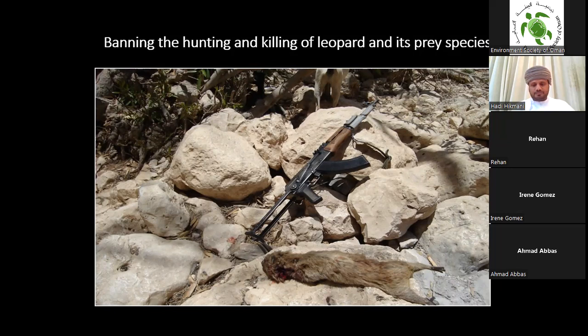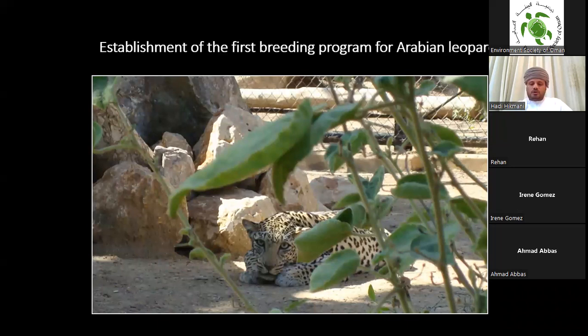Just a few years later, Oman launched the first captive breeding program of the Arabian leopard in the region, from four leopards captured from Jabal Samhan Nature Reserve. The objective of this program was to ensure the existence of a living population if the wild Arabian leopard became extinct in the wild.